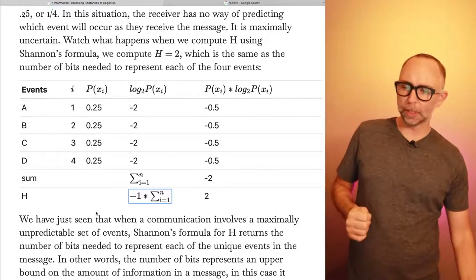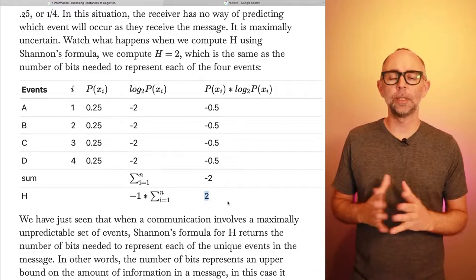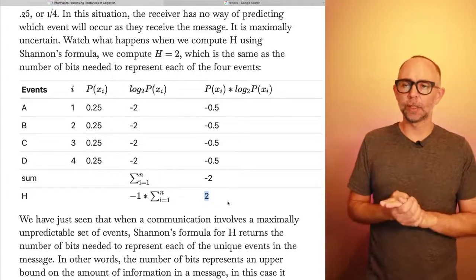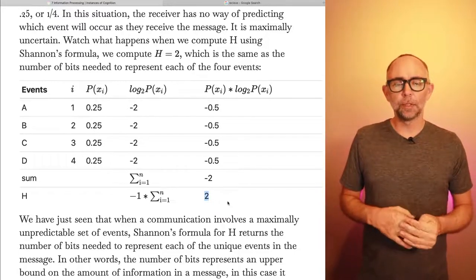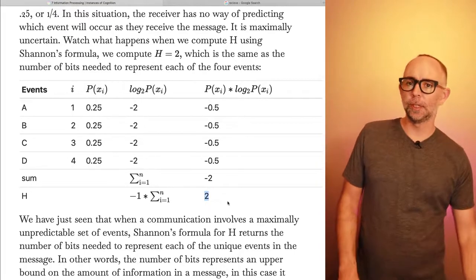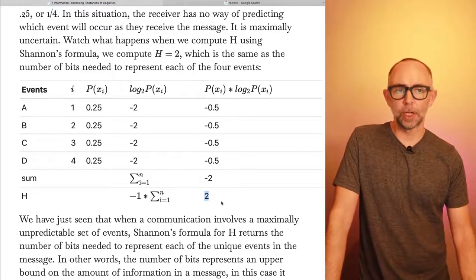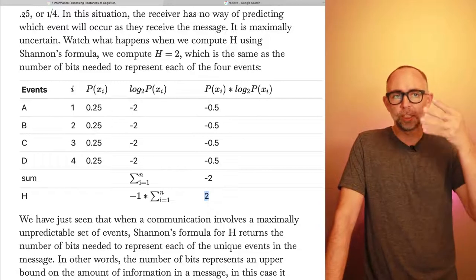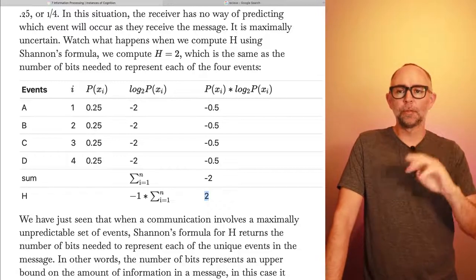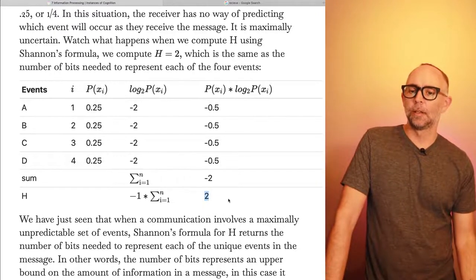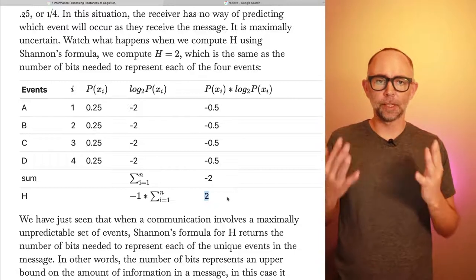This is going to flip the number from negative to positive. So notice that we've calculated H in this example, and it is a 2. That's what we get. If we remember back to our discussion of bits, 2 bits can be used to represent 4 unique events. And so hopefully you can see here that when we apply Shannon's formula to a situation where four unique events are occurring with maximum randomness, the amount of information is 2 bits. That's what we get.